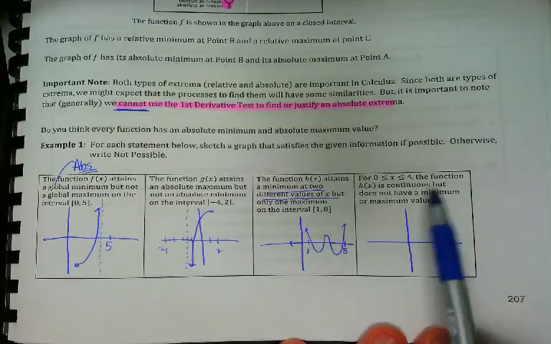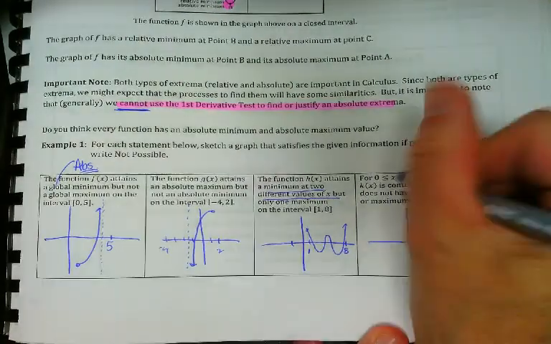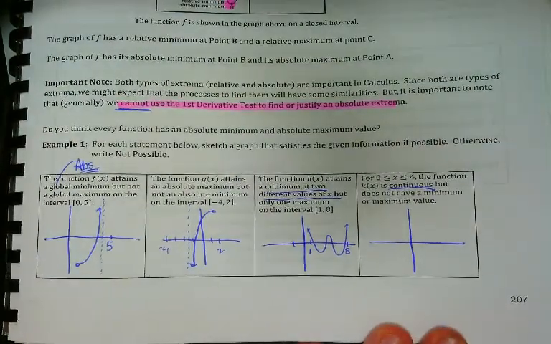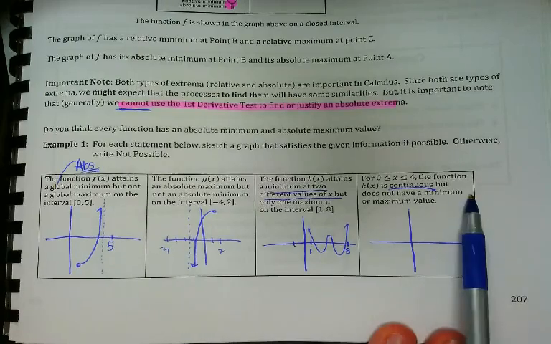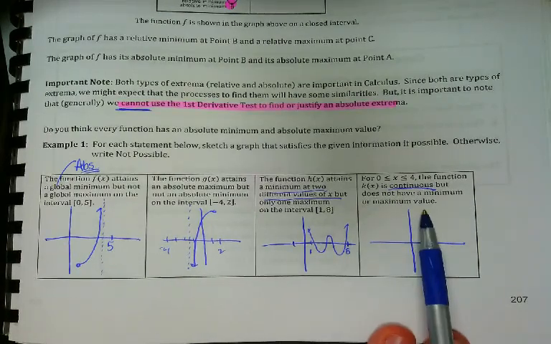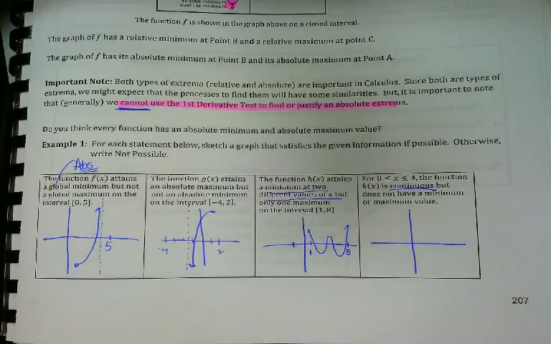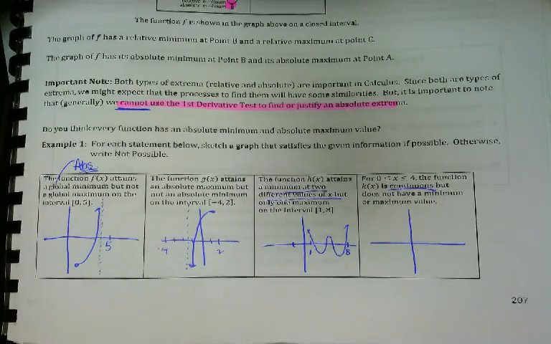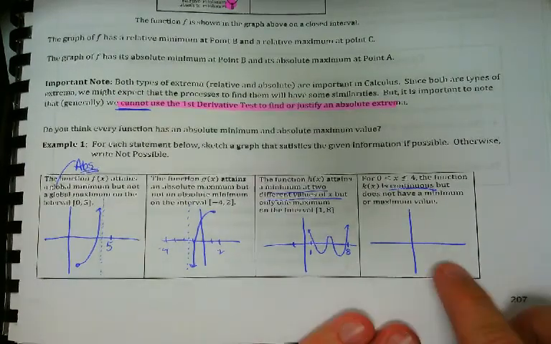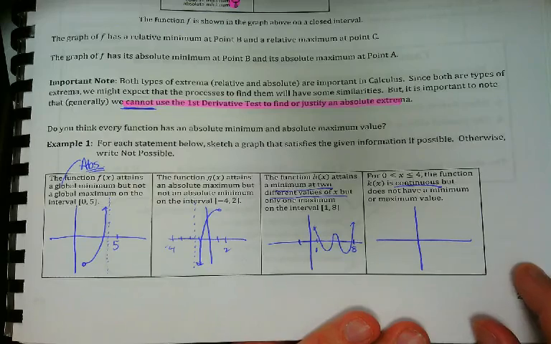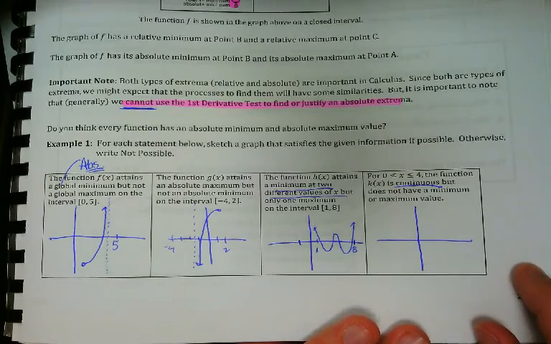And the last one says the function k of x is continuous, so I can draw it without picking up my pen, but does not have a min or a max value. Can you draw a continuous function that doesn't have a min or a max value? What does your gut want to say it might look like?